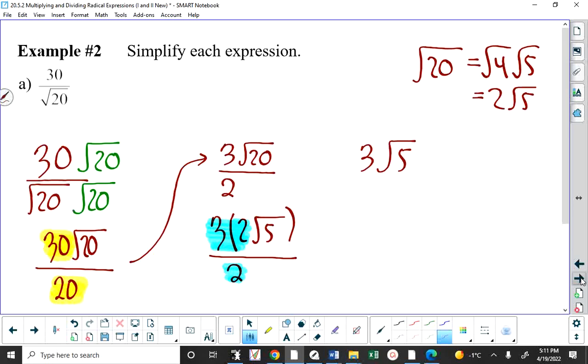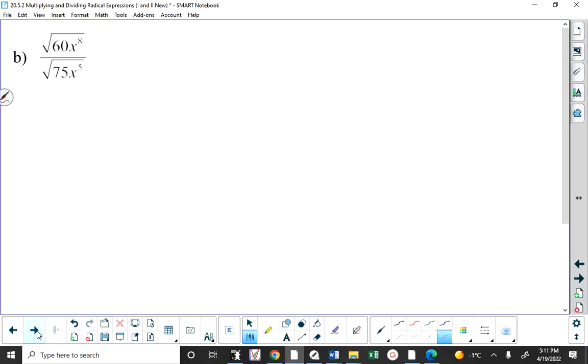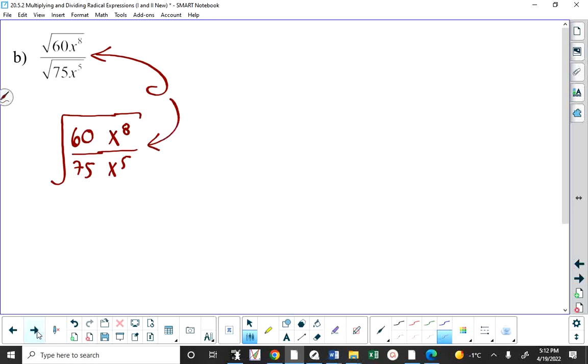Let's take a look at example 2b. Again, what we're going to do is write this as root 60 over 75 with an x to the 8 on the top and an x to the 5 on the bottom. Now, I have a little observation for you here. If you are looking at this and you're really saying to yourself, who cares whether I write it as a radical divided by a radical or whether I write it as a single radical? In other words, if you're looking at that and saying, what's the difference? Then you've really understood so far what's going on.